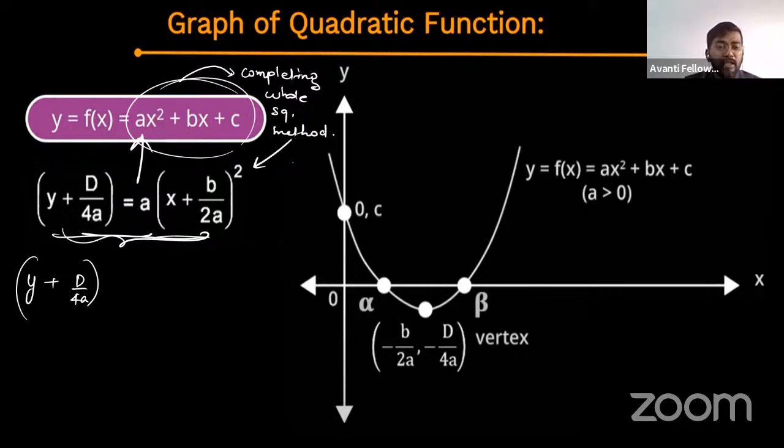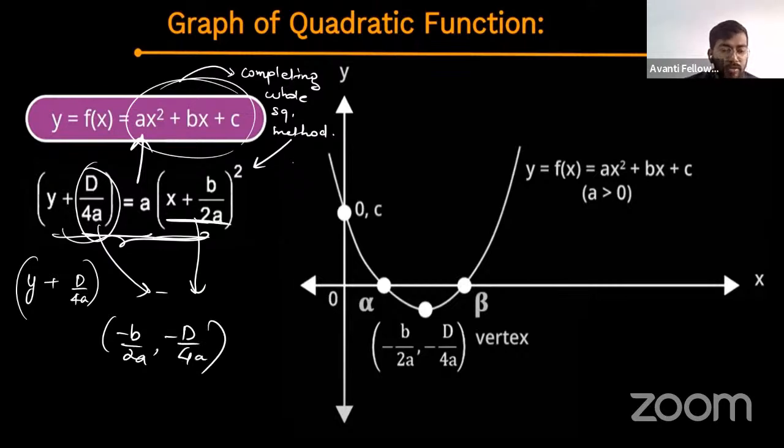From here, you can say that the vertex of the graph has x coordinate minus b by 2a and y coordinate minus D by 4a. We just have to equate this to 0 and this to 0, right? So this is our vertex, correct?